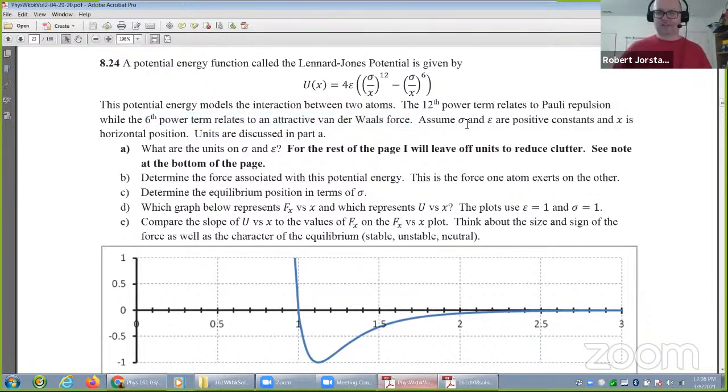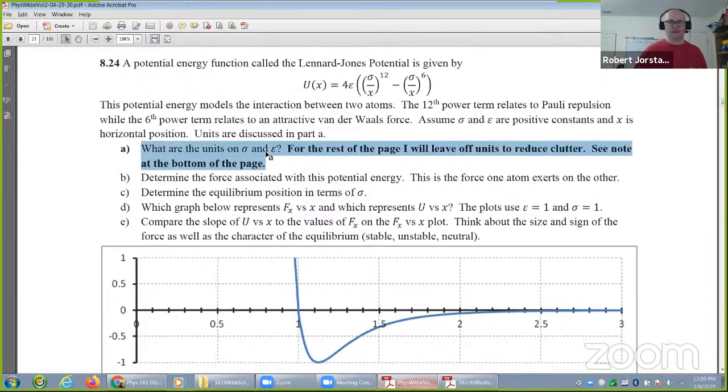We're going to assume that this is a lowercase sigma, right? It's not the cherry bomb delta. And this is epsilon, okay? So those are sigma and epsilon. There's different ways you could write those symbols. Let's worry about that later. They're positive constants. X is horizontal position. And then the units are discussed in part A. So, all right, we're going to leave off units for the rest of the page.